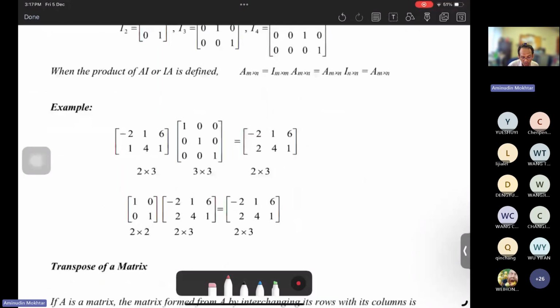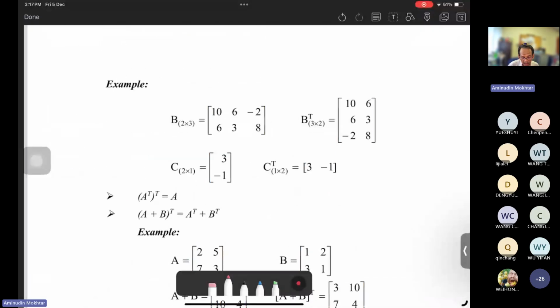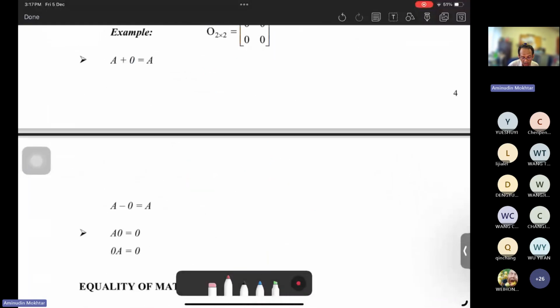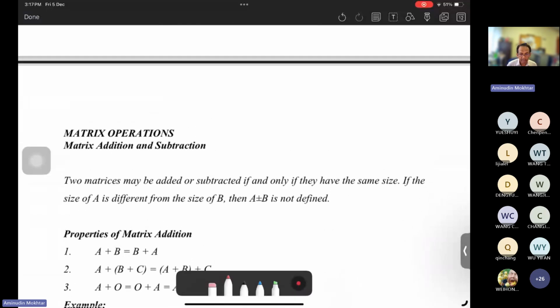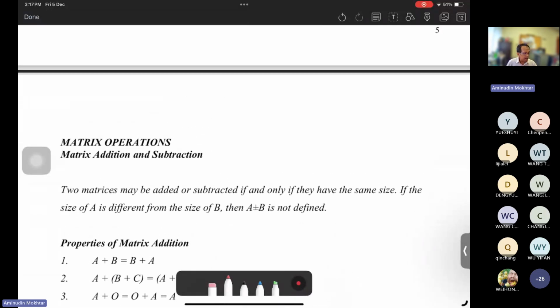But I would like to proceed to how to do what we call a matrix operation. Please read what the types of matrix are, transpose matrix, and so on until equality of matrix. I hope you will read that part. But for today, I would like to focus on how to perform the matrix operation.